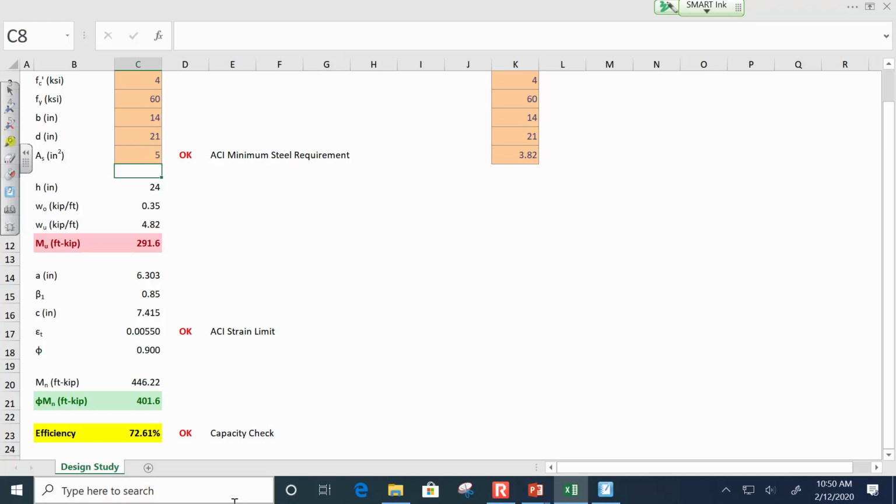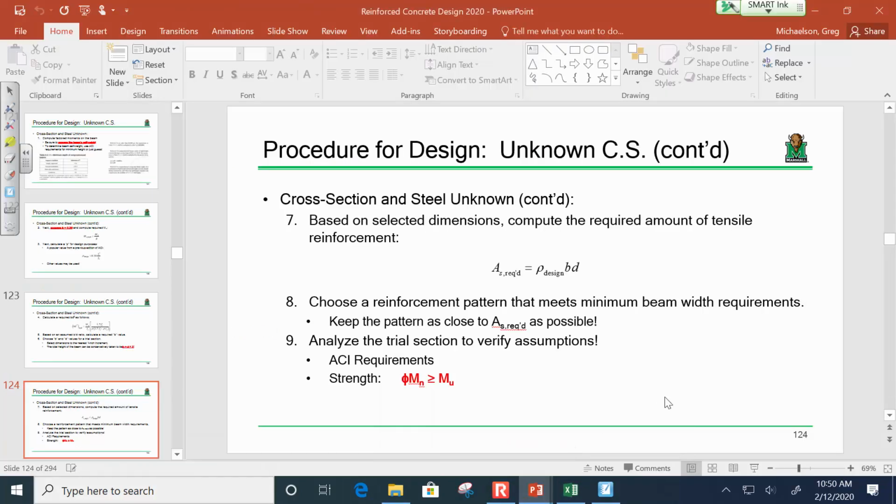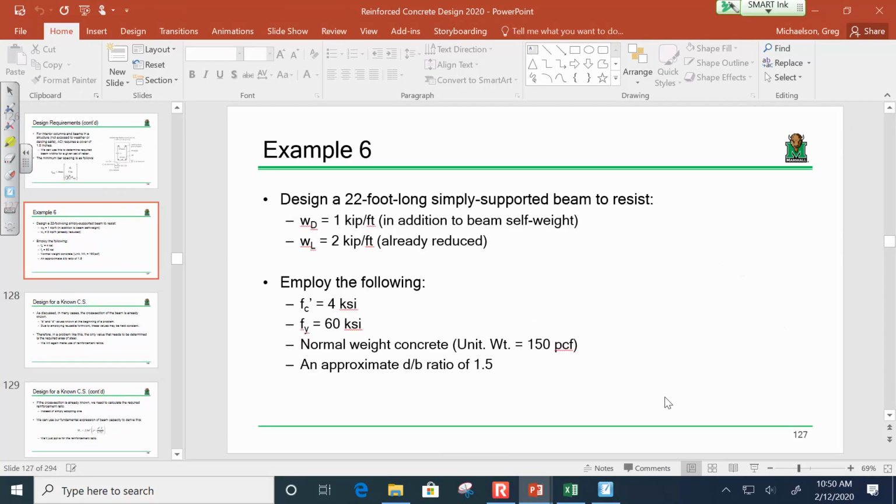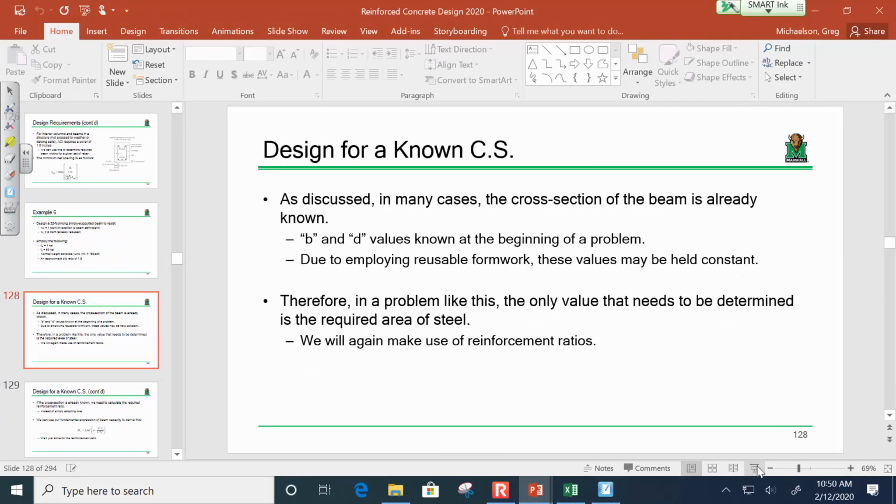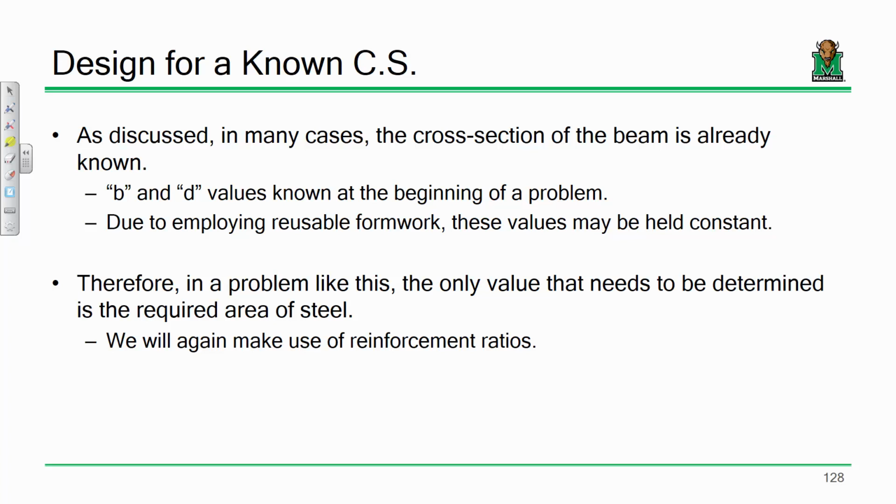So we're going to cover the known cross-section next time, but I want to give just a taste of it. When you're designing a known cross-section, there's really only one independent parameter, and that's the area of steel. This is what you don't know. Because when you have a known cross-section, so if you're dealing with a slab design or a precast shape, you actually know what the beam looks like, so you're just solving for the area.